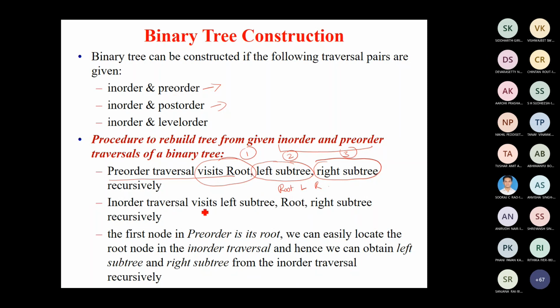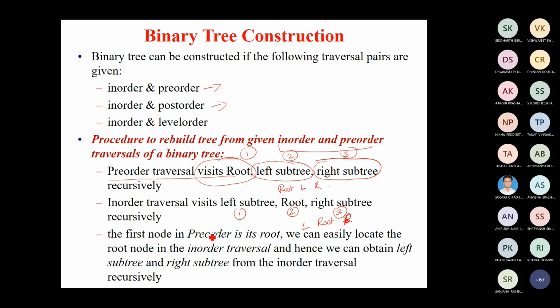Whereas in case of the in-order traversal, we visit the left subtree first. Second, we visit the root, and finally, in the third step, we visit the right subtree. That is, left followed by the root node followed by the right node or the right subtree. These are the methods which we are using here.